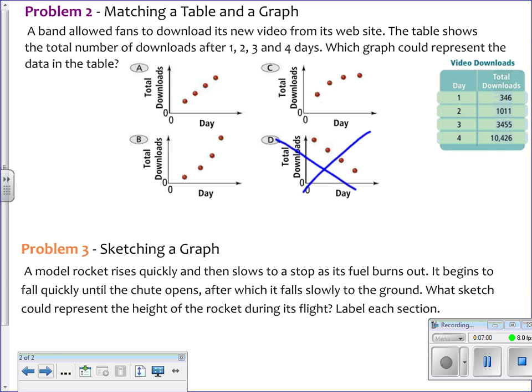They're all going up. For A, they're going up steadily. Each day they're increasing by the same amount. For C, they start going up fast, then they start slowing down. For D, they start out slow, and then it starts going up. Look at the data. Does it go up by the same amount each time? No. So if it doesn't go up the same amount each time, it's not going to be A.